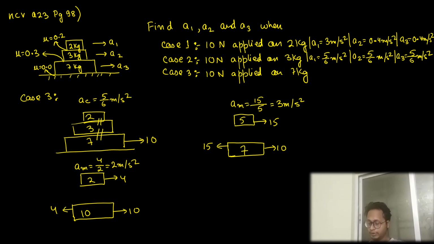Understood? So this is one of the fundamental three body problems from HC. If all these three bodies move together, the value of A1 would be 5 by 6 meter per second square, A2 would be 5 by 6 meter per second square, and A3 would be 5 by 6 meter per second square. So this is another example of block on block.